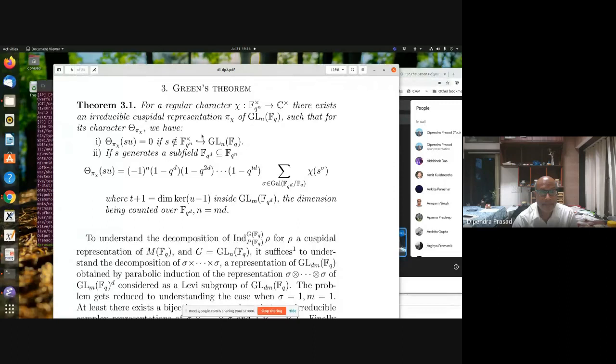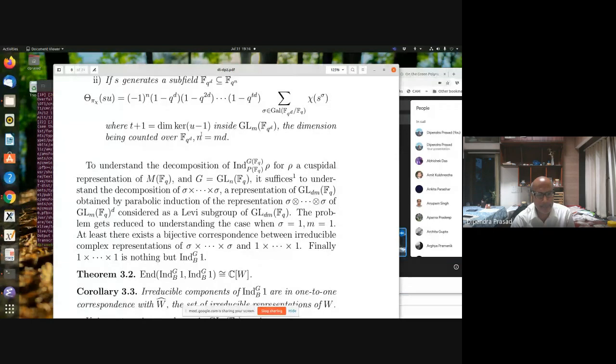I think everyone in the subject should know that cuspidal representations of GL_n(F_q) correspond bijectively to regular characters on field extensions of degree n. But one must realize that it was a lot of hard work for Green to prove this theorem, and then to compute its character values is, I think, an enormous task.